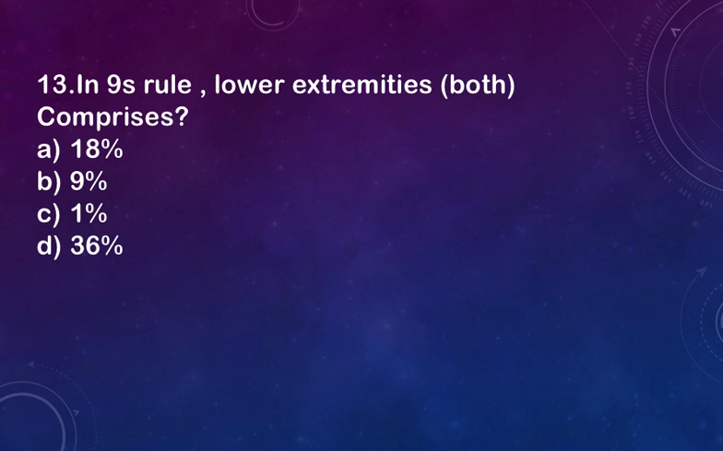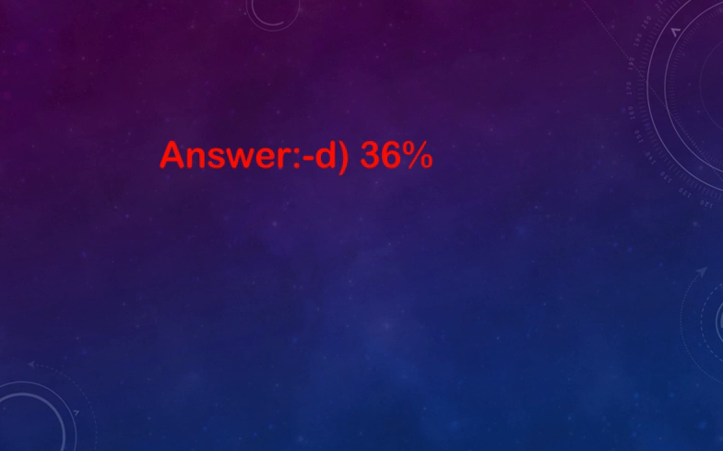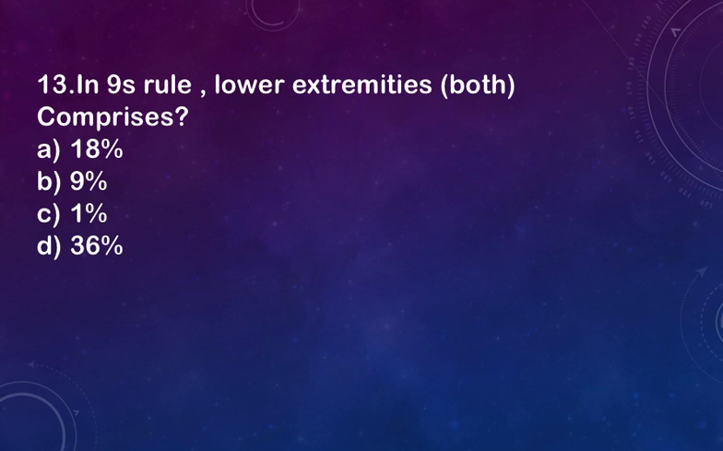Next question. In the 9s rule, lower extremities both comprise option A 18%, B 9%, C 1%, and D 36%. Right answer is D, 36%. So according to the 9s rule, both lower extremities comprise 36%.